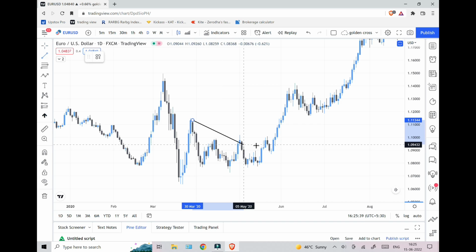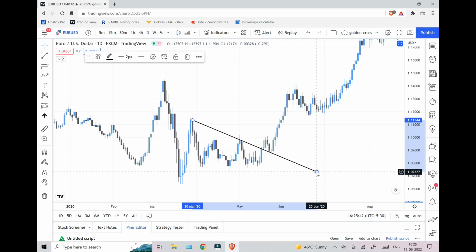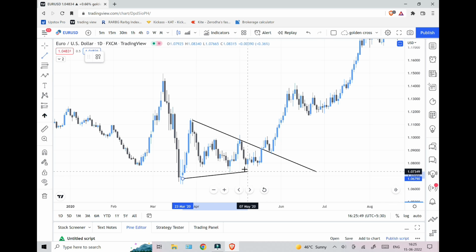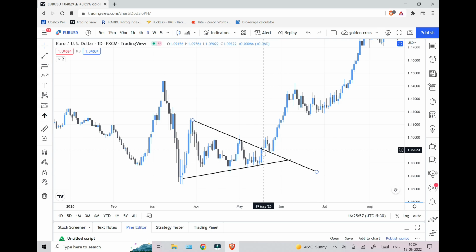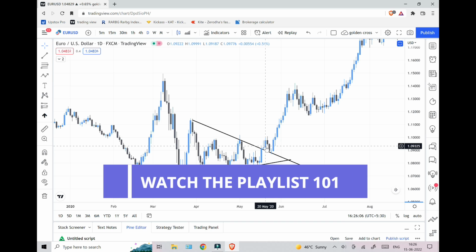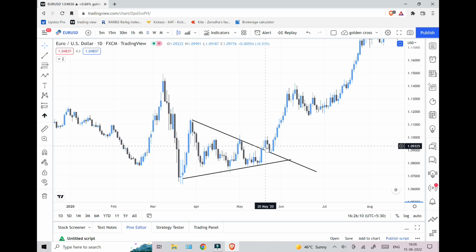Point 1, point 2, extend the line. Point 1, point 2, point 3, extend the line. Triangle broke with a bullish candle. If you have not seen the bullish candlestick pattern, make sure you watch it and then trade these patterns. Intraday traders can enter at this point. Market went up a bit, came down, took a retest, swing players are watching this, morning star formed, a bullish candlestick, and the market went up. Stop loss over here.